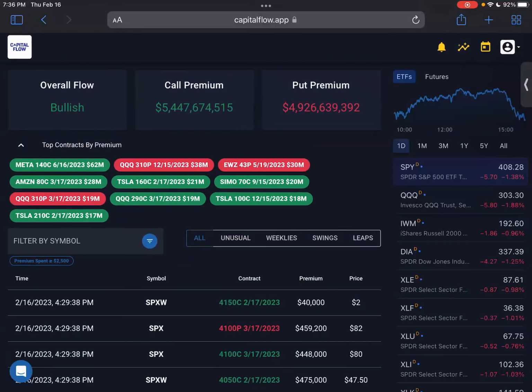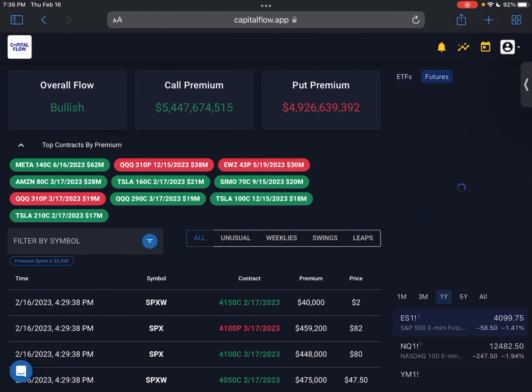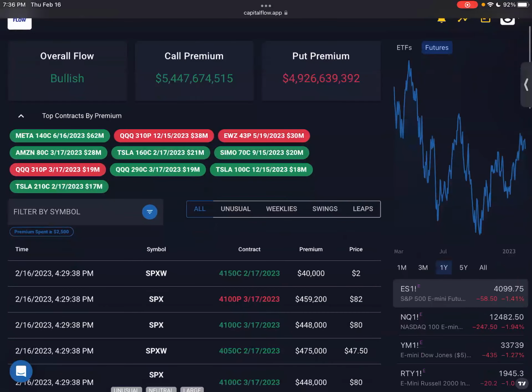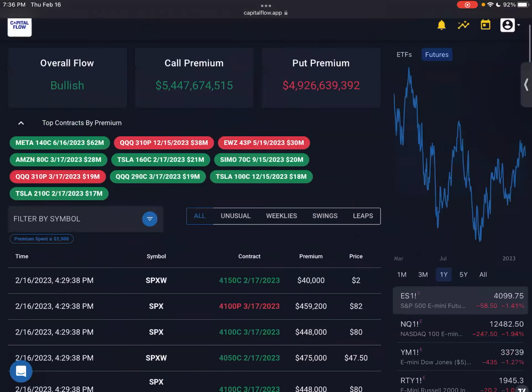All right, next, click this chart button. These are just charts. You can get some ETF and futures charts, right? Some snapshots. So you got your SPY, QQQ, IWM, etc. You can cycle through different time frames: the 1 day, 1 month, 3 month, year, 5 year, all time. And you can get your futures charts too, right? Your ES, your NQ, etc.